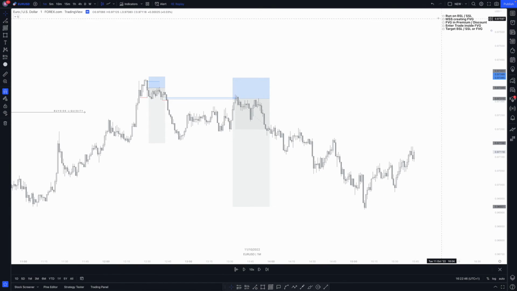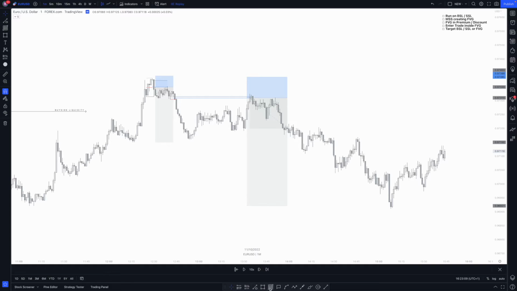So what we've got overall is our run on buy side or sell side liquidity on a higher time frame. We've got our market structure shift, creating a fair value gap either on this example or this example. We've then got a fair value gap in premium or discount. So is this in the premium? If you go from the low to the high, as you will notice, this fair value gap is in the premium.